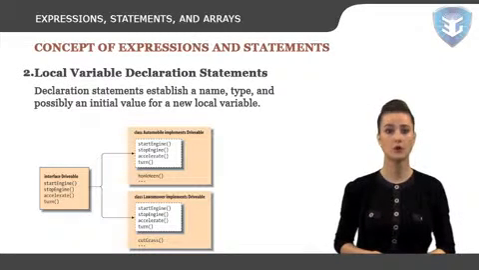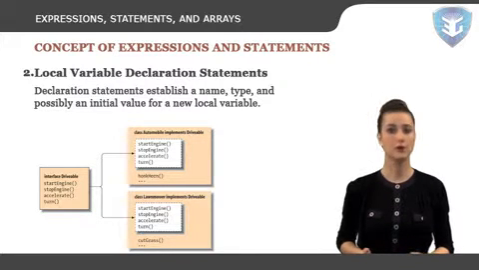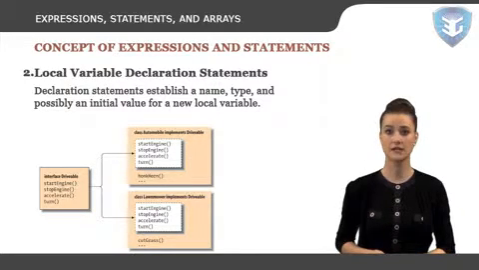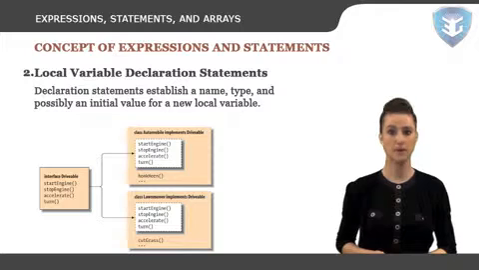2. Local variable declaration statements. Declaration statements establish a name, type, and possibly an initial value for a new local variable. Local variables in Java can be declared anywhere in a method. A local variable need not be initialized where it is declared, but it must be initialized before it is used. If it is not, the source file would not compile.